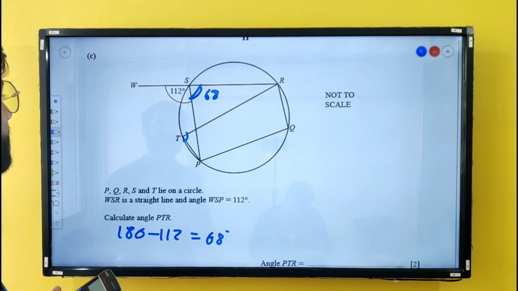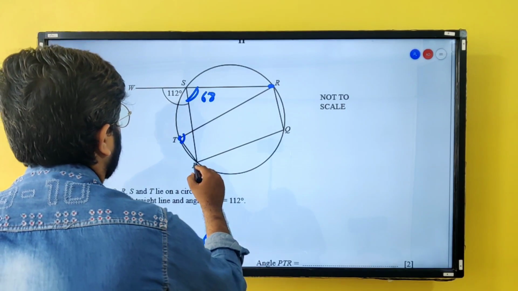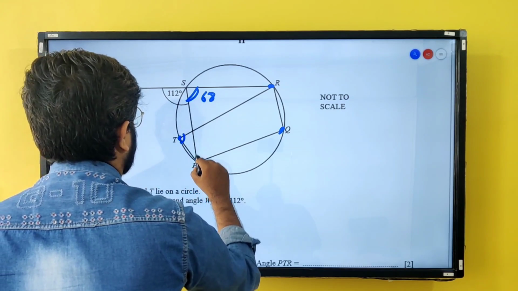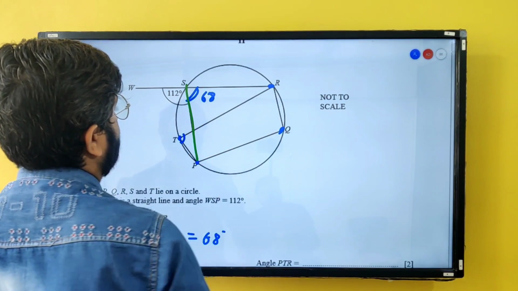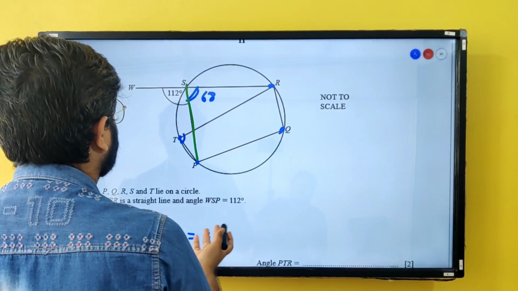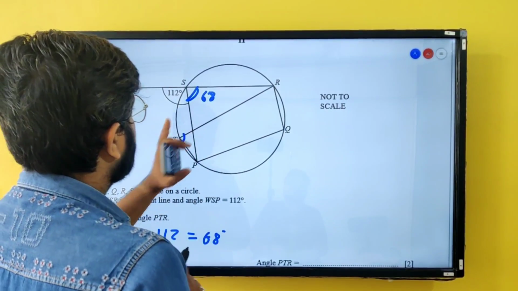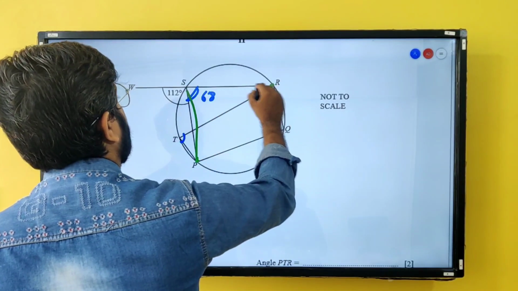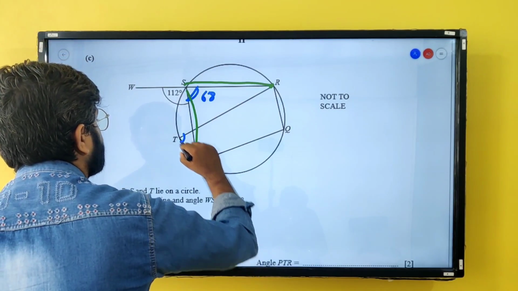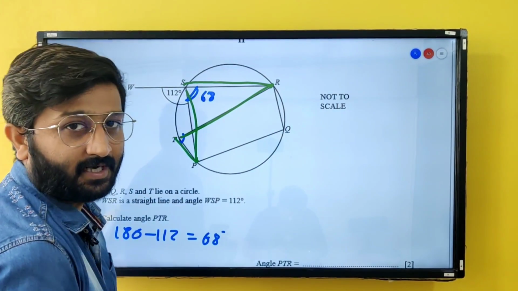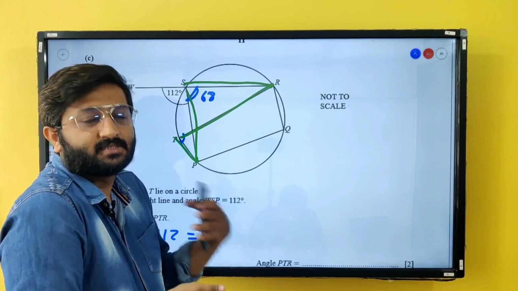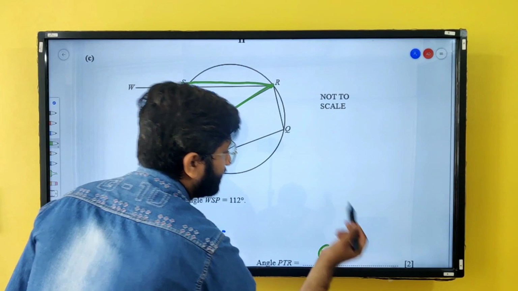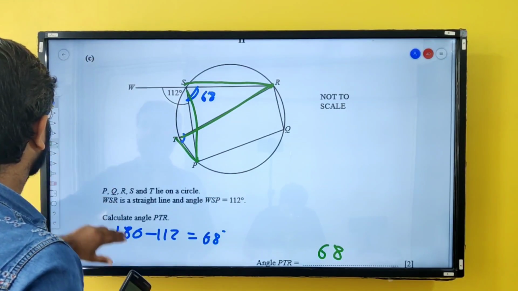Right, now do I have anything? I think from this arc PQ, see, you have this. So now as you can see, this PR forms a segment PSR and it also forms a segment PTR, right? And we know angles in the same segment are equal. So if this is 68, angle PTR is also going to be 68.